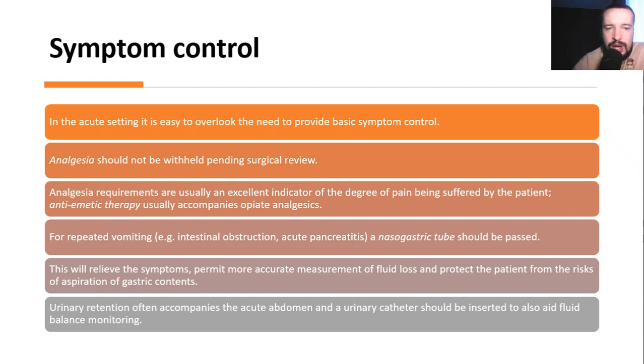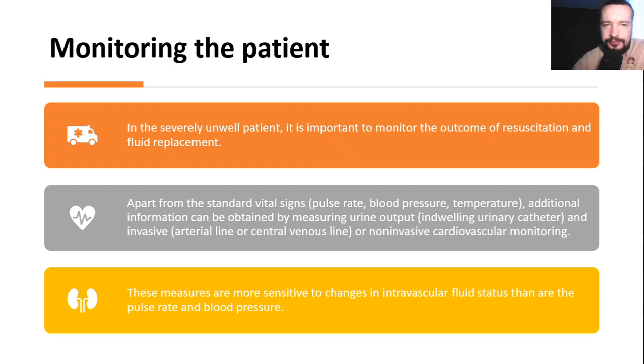Antiemetic therapy usually accompanies opiate analgesics. For repeated vomiting, a gastric tube should be placed. This will relieve the symptoms, permit more accurate measurement of fluid loss, and protect the patient from the risk of aspiration of gastric contents. Urinary retention often accompanies the acute abdomen, and a urinary catheter should be inserted to also aid fluid balance monitoring.